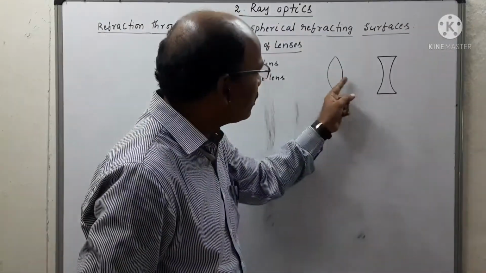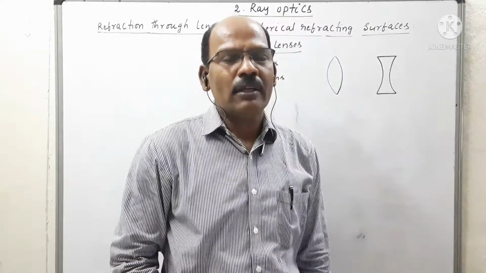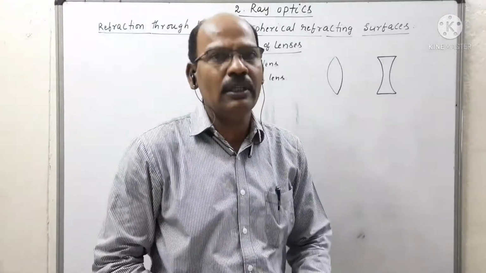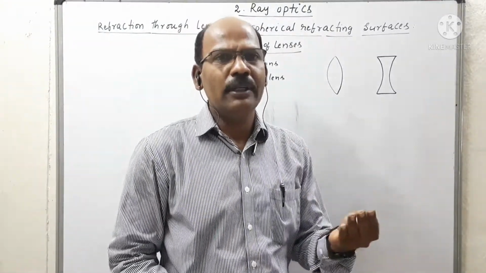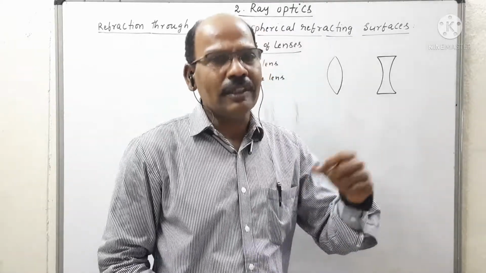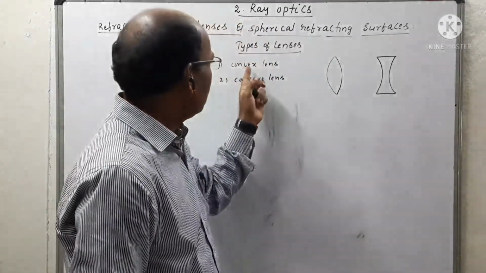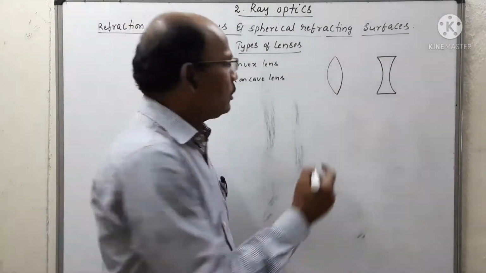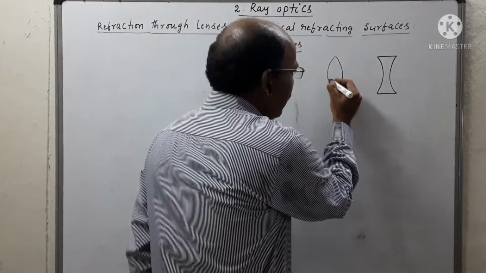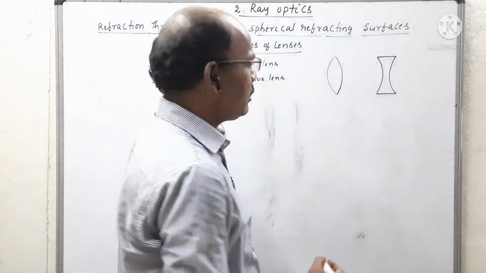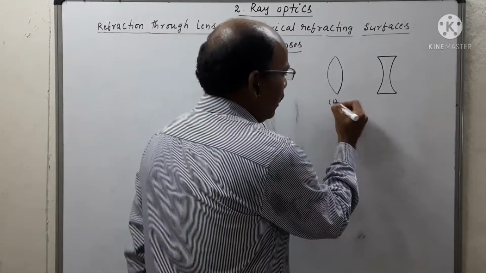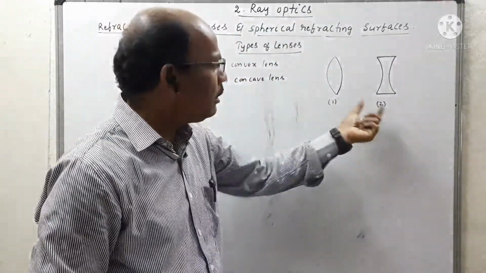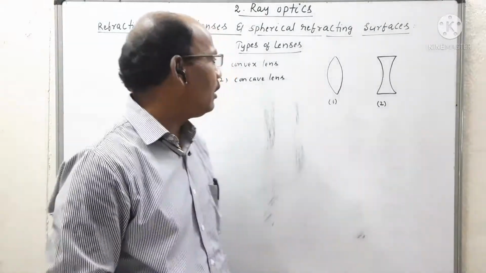So this is the representation of convex lens. These two sides are called refracting surfaces. When the refracting surfaces are facing towards the rarer medium, or the medium in which the lens is kept, such a lens is called convex lens. So the representation of convex lens is like this. This is one refracting surface and this is the other refracting surface. So this is convex lens and this is called concave lens. These are the representations of two types of lens.